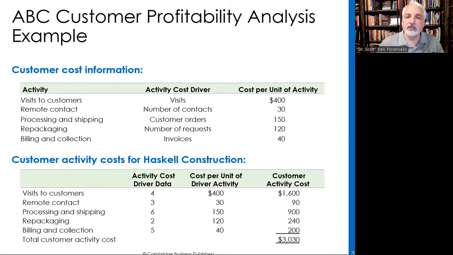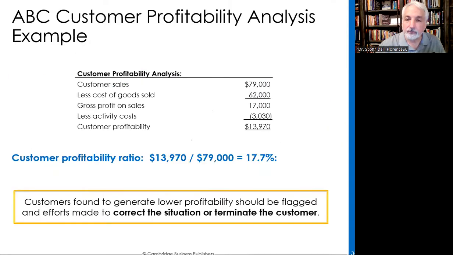So we have customer contact cost information, and we analyze this for one company, and we have data points. We have 4 visits to customer, 3 remote contacts, 6 processing and shipping activities, 2 repackaging, 3 billing and collection. So based on the activities, we have a cost per unit. We have a total of $3,030 associated with this customer for servicing.